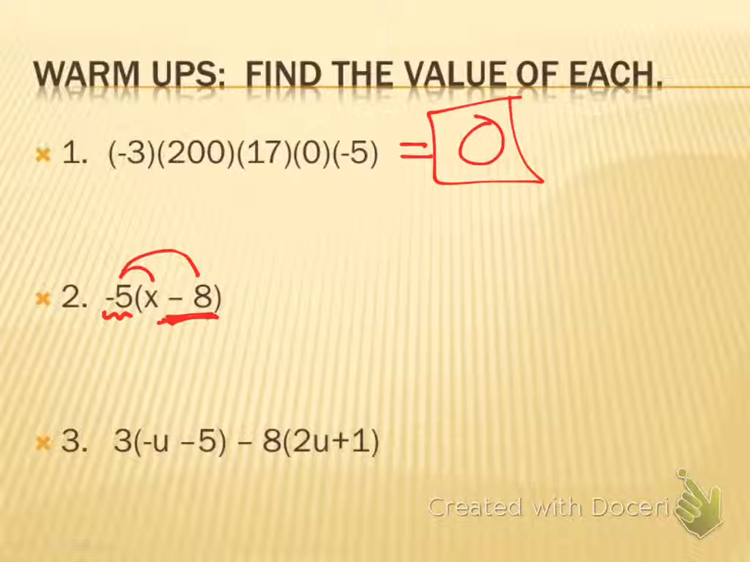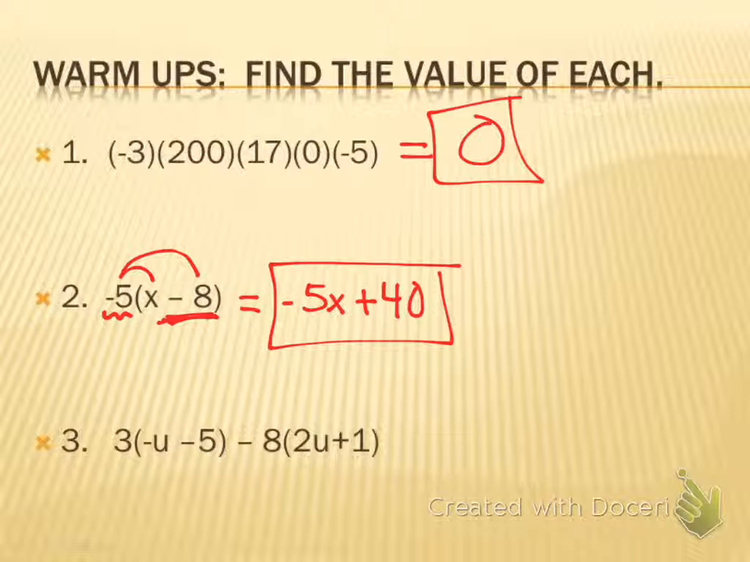So you want to do -5 times x first. That's -5x. And then you want to do -5 times -8. That's a positive 40. Any questions on that? Especially the signs. The signs are what get people on those types of problems.